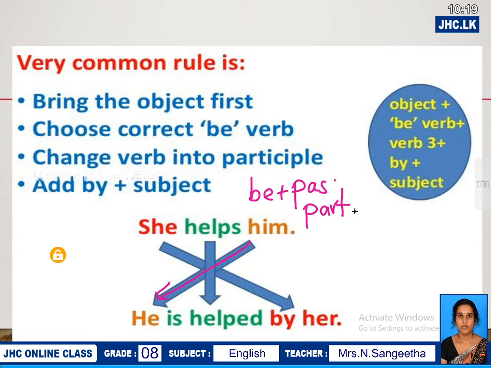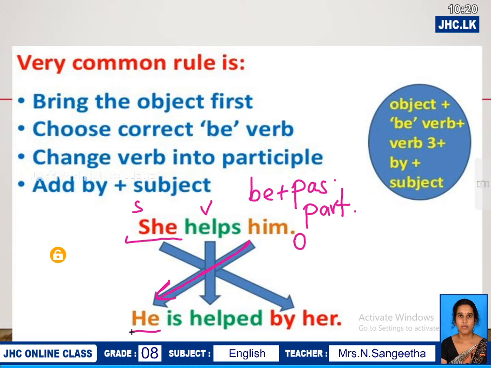Look here. She helps him. The answer to the question who or what is your subject. So the subject is she. What does she do? She helps. Whom does she help? To whom? Him. This is the object here. Him is the object pronoun here. You have to bring it as the subject. So when changing the object pronoun into subject, him changes as he. He is under the subject pronoun and him is the object pronoun. When you bring it forward, he.